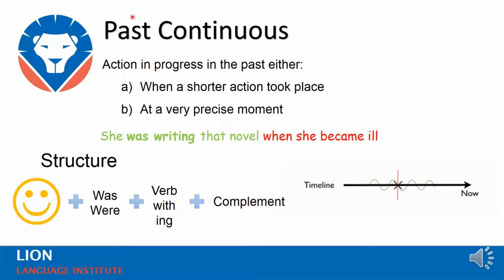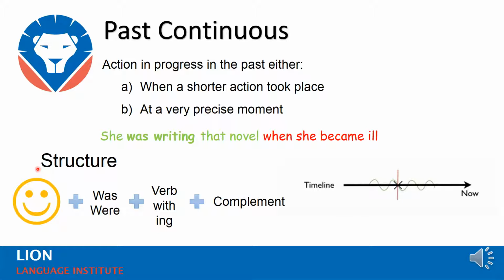Past continuous. We use the past continuous to talk about an action in progress in the past, either when a shorter action took place or at a very precise moment. Here we have an example. She was writing that novel when she became ill. Okay, here we have our timeline. She was writing that novel when she became ill.